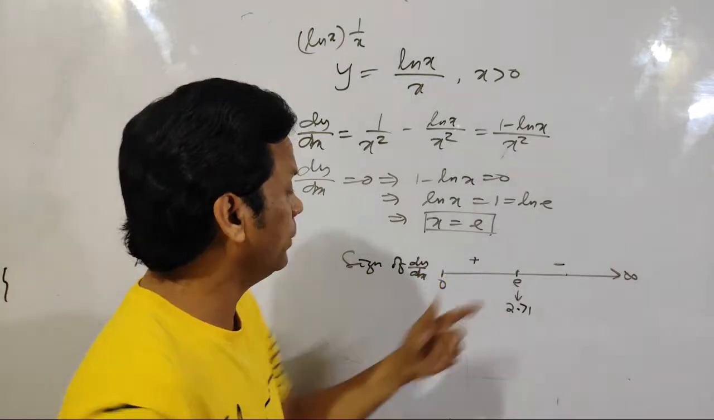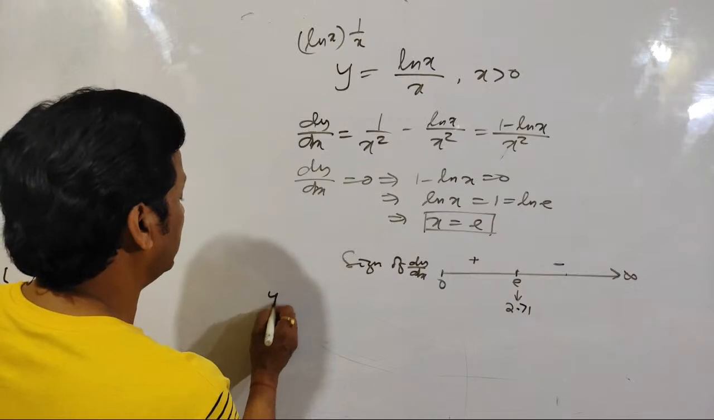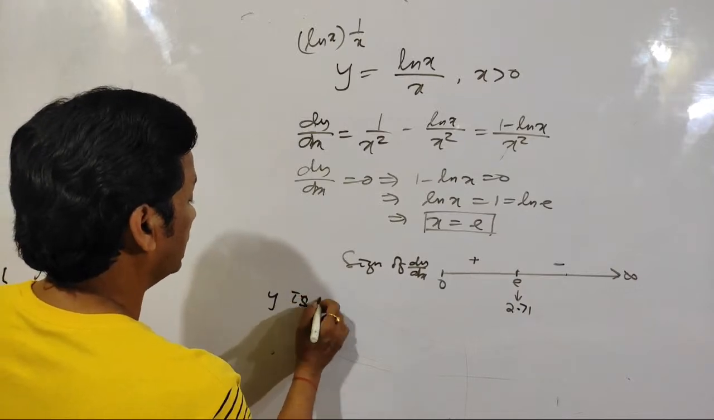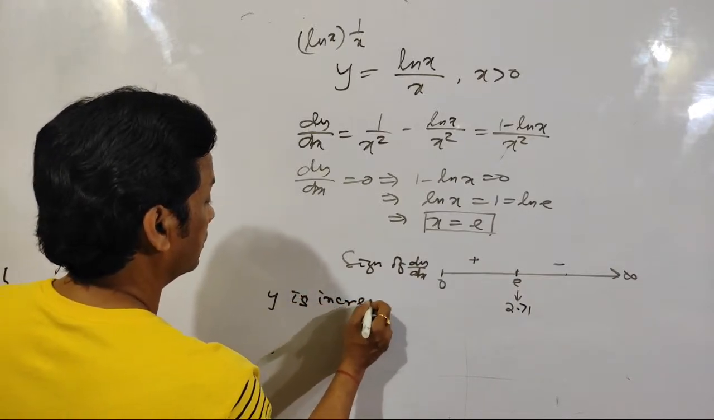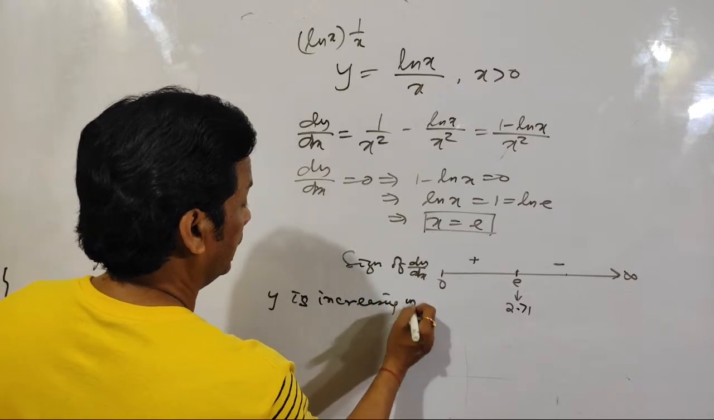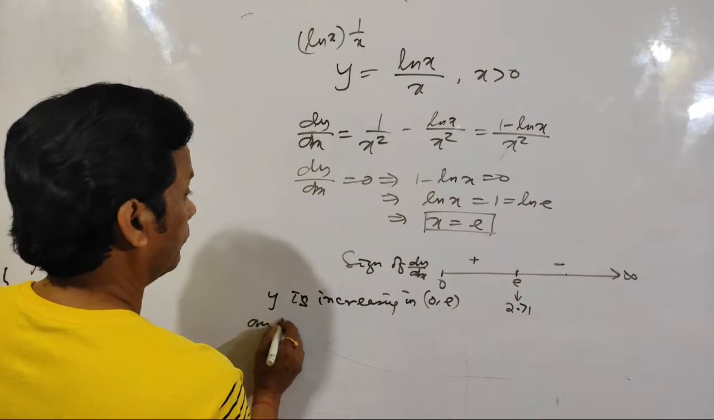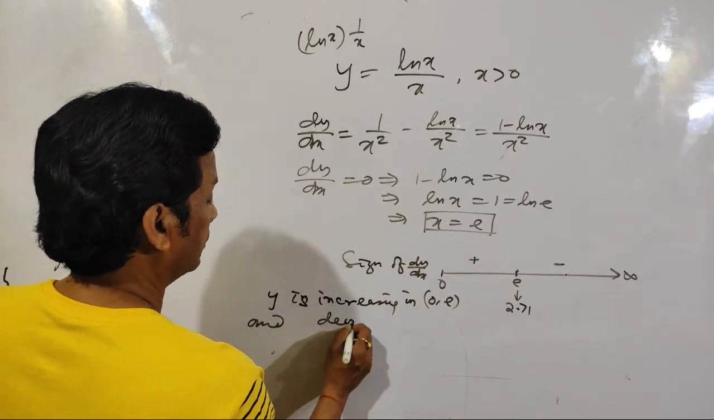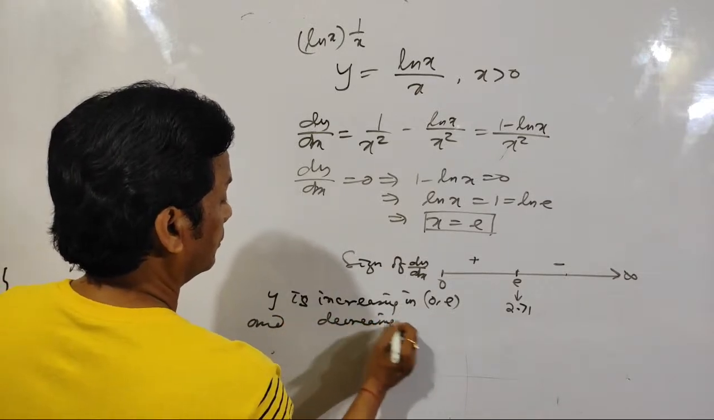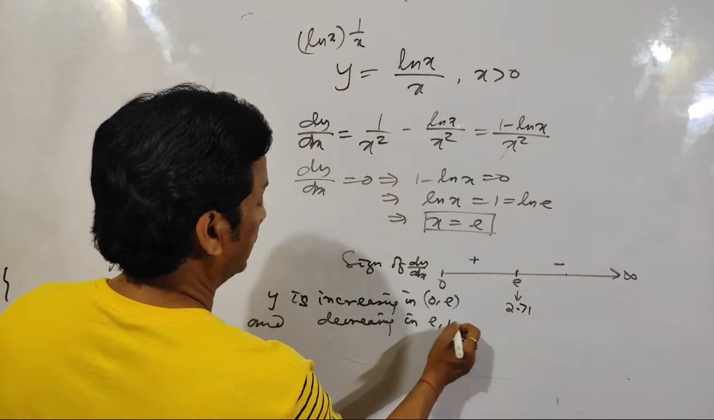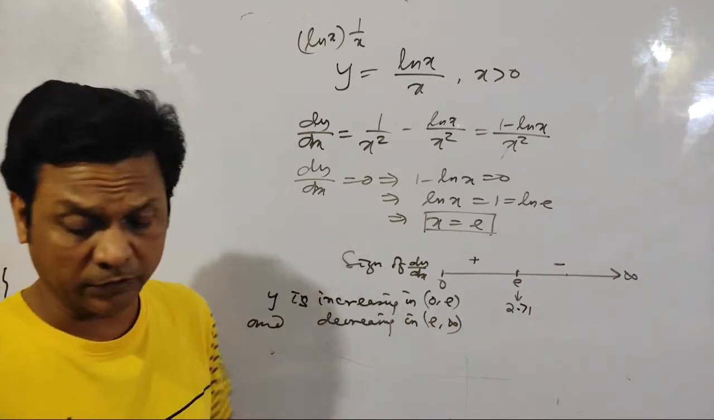Clear? So in between 0 and e, that means y is increasing in (0, e) and decreasing in (e, infinity). It is clear or not?